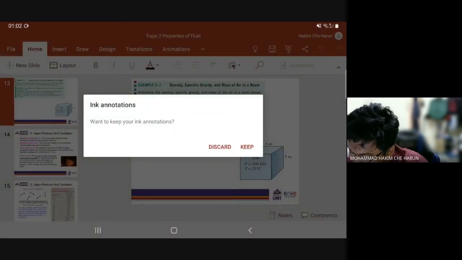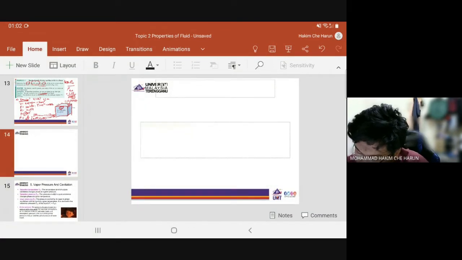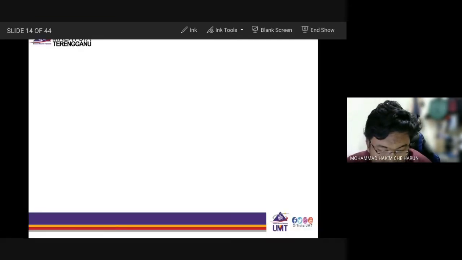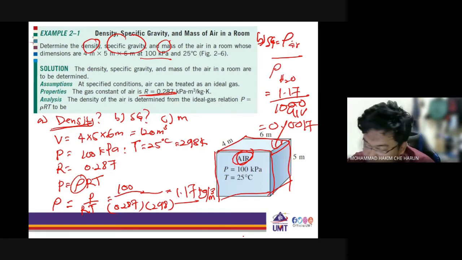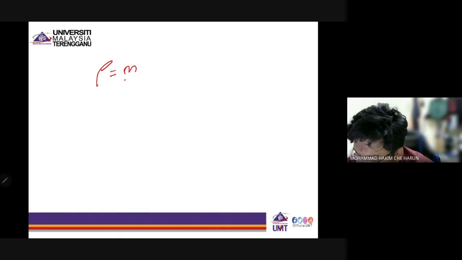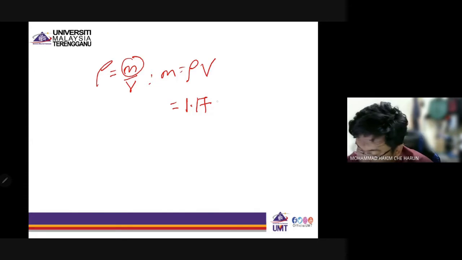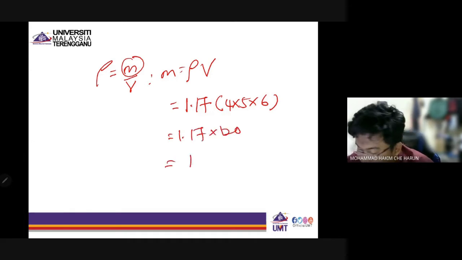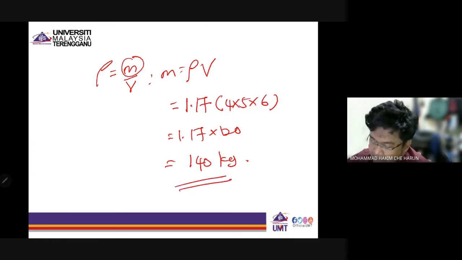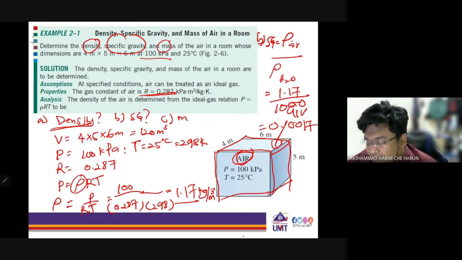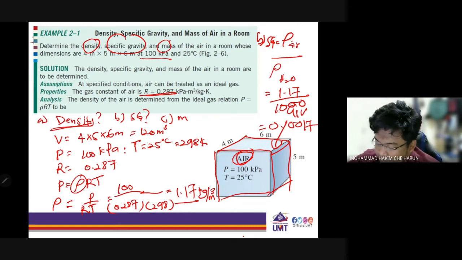For the next one, I'll add a new slide. The next one is to calculate the mass. As we know, rho equal to m over v. We want to know the mass, so m equal to rho times v. The density is 1.17 times 4 times 5 times 6, which is 1.17 times 120 equal to 140 kilogram. So 140 kilogram is the mass of the air inside a room that has the dimensions of 4 times 6 times 5 meter.